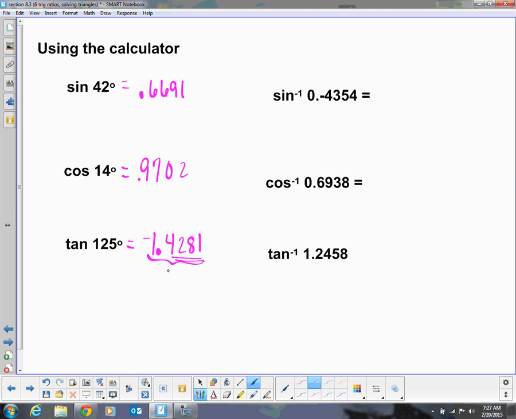All right, so notice these were angles. You see the degrees? Those were angles. Now this sine inverse means that this is the ratio. In other words, this is the answer, and we want to go back to the angle. So in order to do this, I think you're going to have to push the second key, and then the sine key, and then type in your negative 0.4354. You might get a negative angle. Negative 25.81.